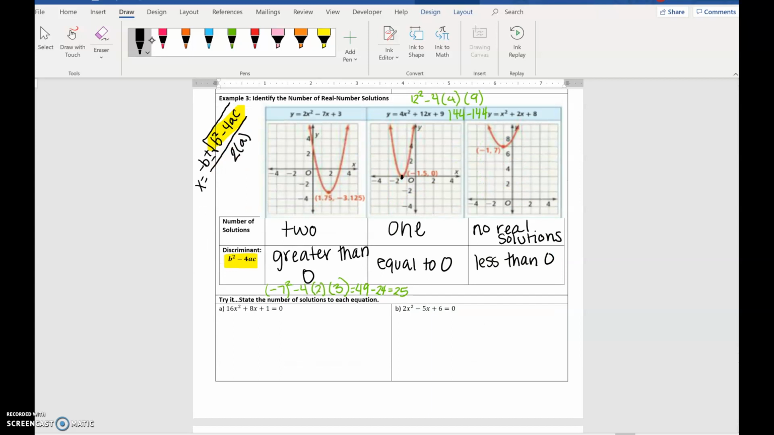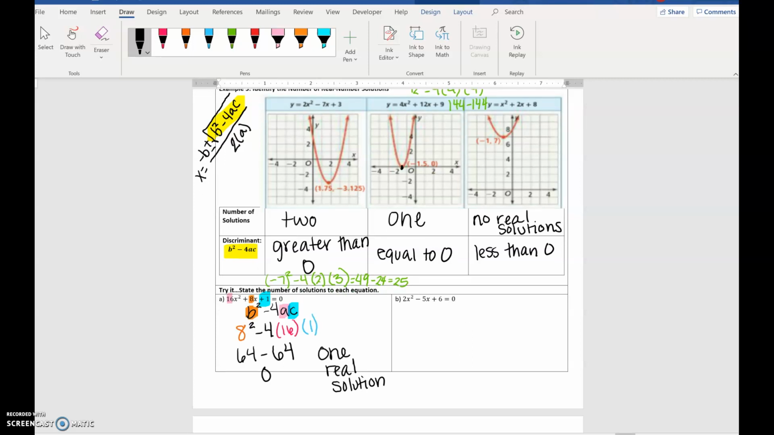So go ahead and pause the video, try these 2 right here by just finding the discriminant. So just doing the b squared minus 4 times a times c. Just plug in those parts and see what you get. So pause it and try it. So here's the first one. I plugged in b, a, and c there, and I got 64 minus 64, which is 0. So this would be my discriminant. My discriminant is 0, and that means there is 1 real solution.